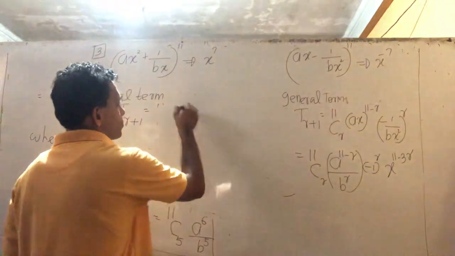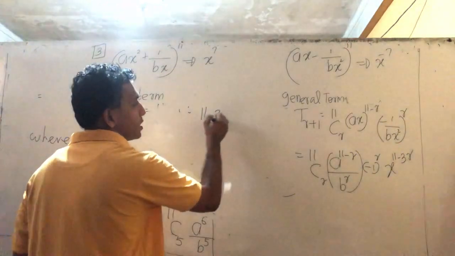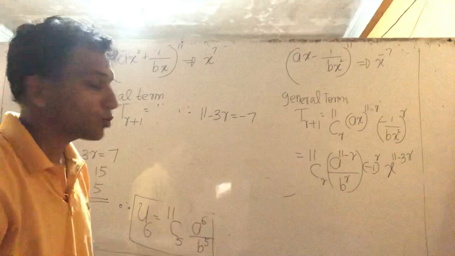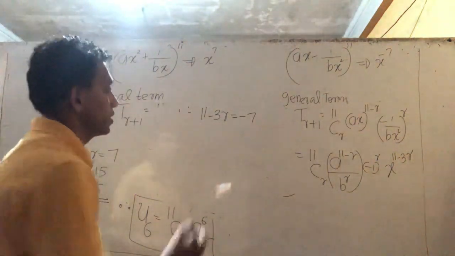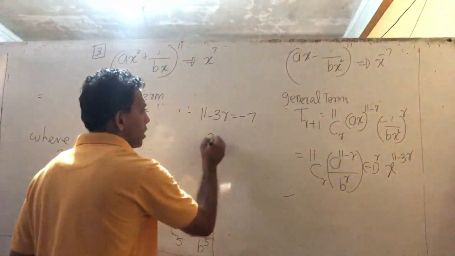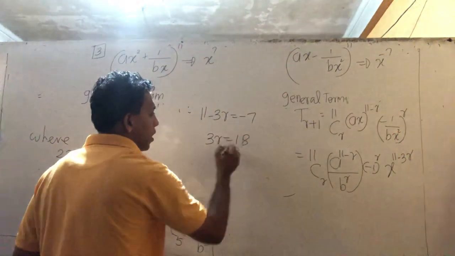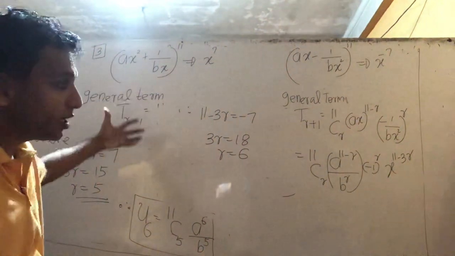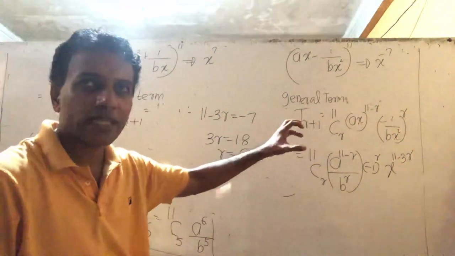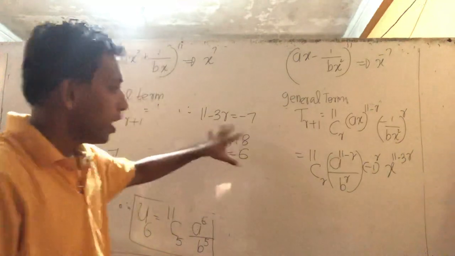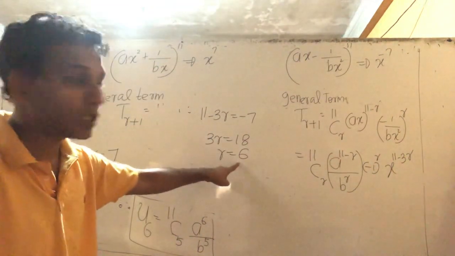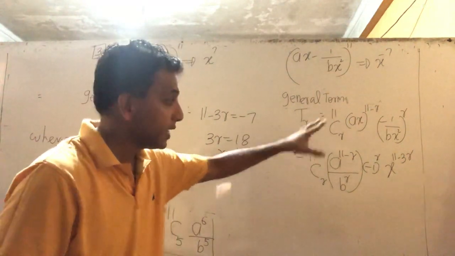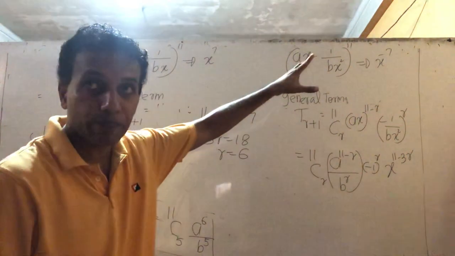Therefore 11 minus 3r equal to minus 7. So simplify that, 3r equal to 18, r equal 6. If you complete the first part properly, many steps, here you can minimize the steps, try to complete quickly. Therefore r equals 6 means 7th term, t7, put r equals 6, the coefficient takes place like that.